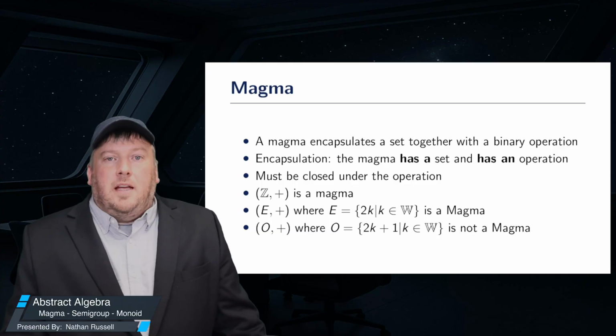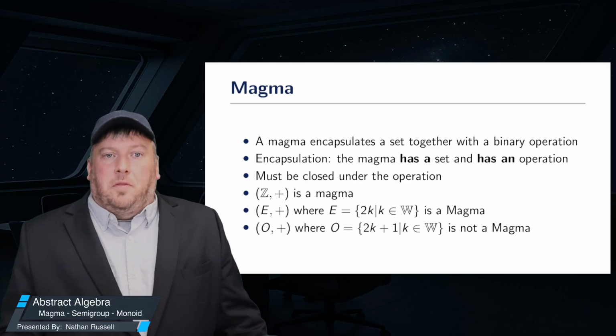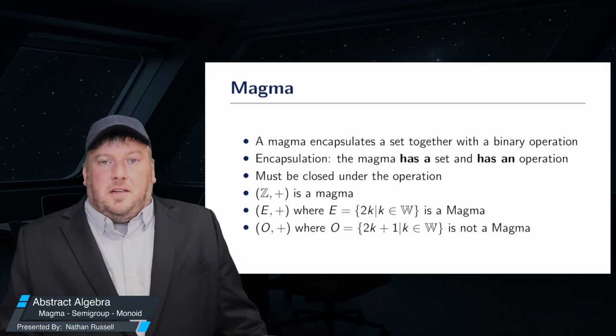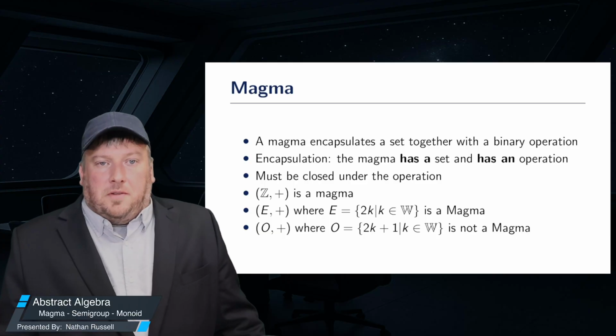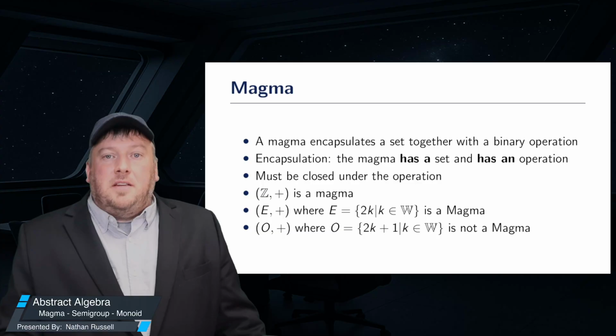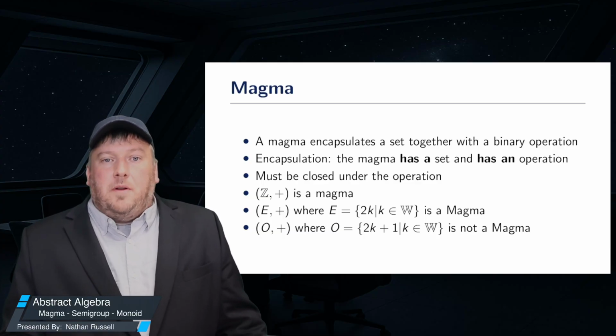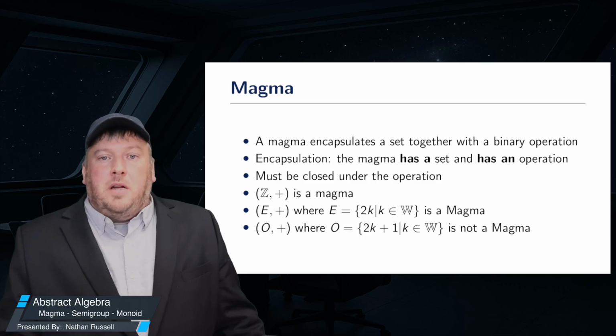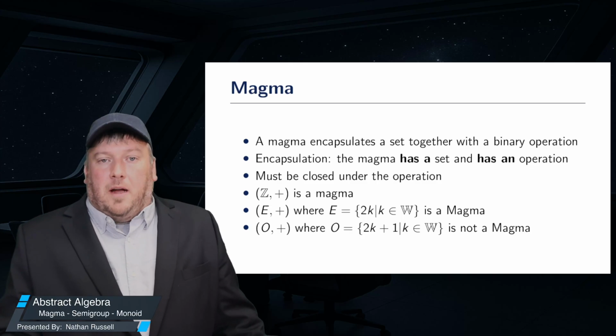A magma is the simplest algebraic structure of this kind. It is simply a set together with a binary operation. You can think of it as encapsulation. The magma has a set and it has an operation. The only requirement of a magma is that the operation be closed. For example, the integers under addition form a magma.